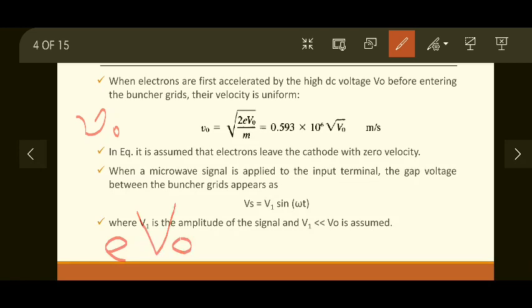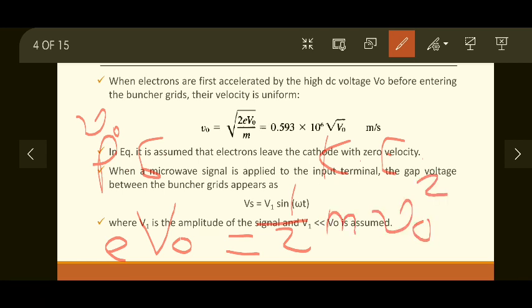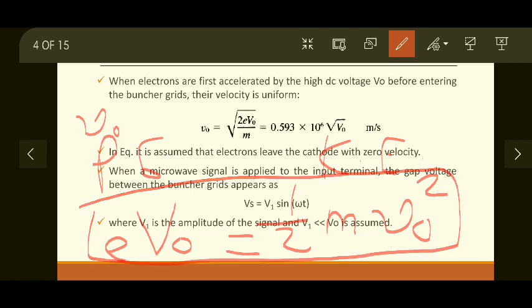V0 is a DC applied voltage and E is the charge on the electron. This is potential energy, which will be equal to kinetic energy. Kinetic energy is given by 1/2 m into velocity of these electrons squared. When potential energy is equal to kinetic energy, that means they are traveling with a steady velocity. So if we rearrange this equation, we can find the equation for small v0. So it comes out to be this one.